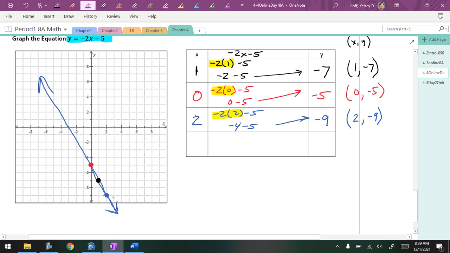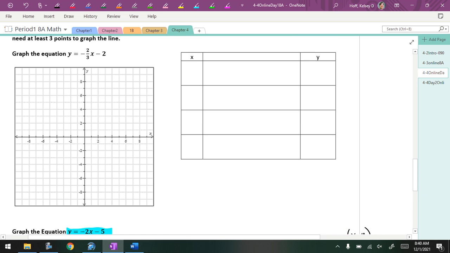Now, sometimes you might pick a number to plug in and it doesn't fit on your graph. Then you have to pick a different one. They have to fit on your graph. You get to pick. You know what number Miss Hoff's always going to pick? 0. I'm always picking 0. And I'm going to show you why I'm not going to pick 1 necessarily all the time. Okay? Let's go to the top.